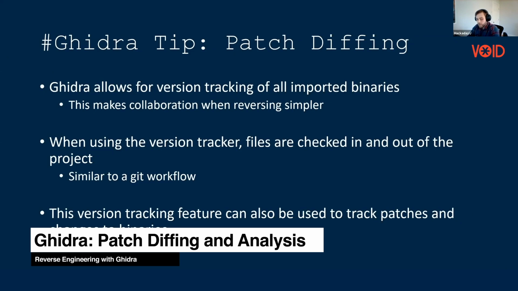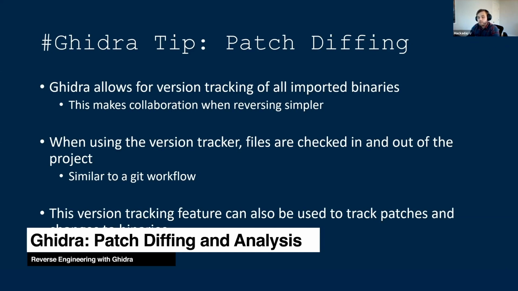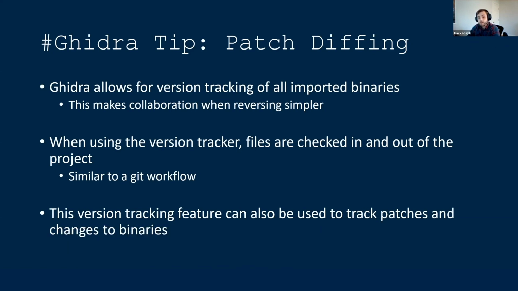So one of the other main features that Ghidra has that's super useful is that Ghidra allows you to check in and check out changes to binaries in a project. We haven't really talked a whole lot about setting up a Ghidra server and setting up a collaborative RE environment, but that's something Ghidra is capable of doing. So similar to a Git workflow, when you log into a Ghidra server and pull down a project, you can check out the latest changes and apply those to your binary.